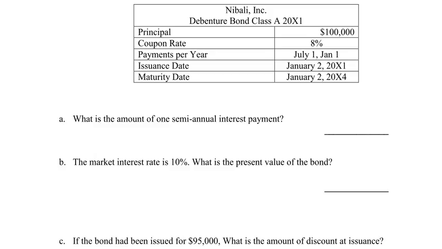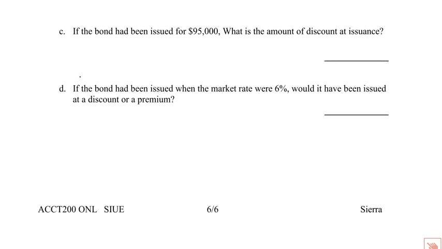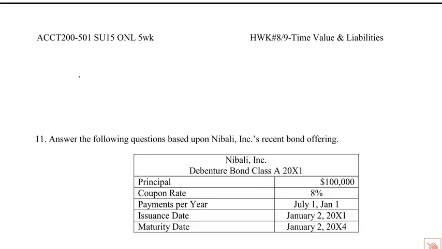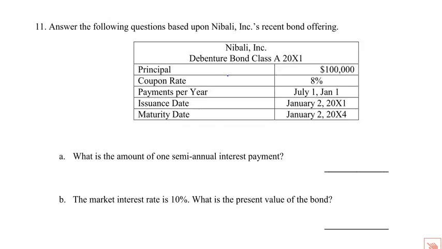This is from the time value of money homework, and several of you had questions about how to present value a bond, number 11. So let's see, we are in homework number 8-9, time value and liabilities. I wanted to go over this one first so that it was clear, but also this is almost certainly going to be on your final exam. So I wanted to go over it in detail.